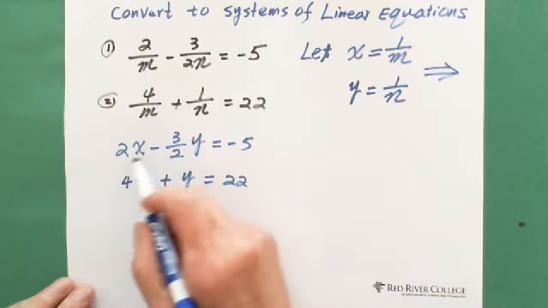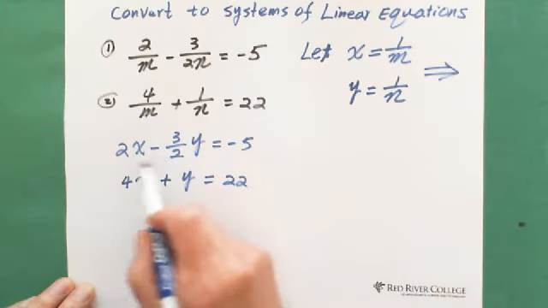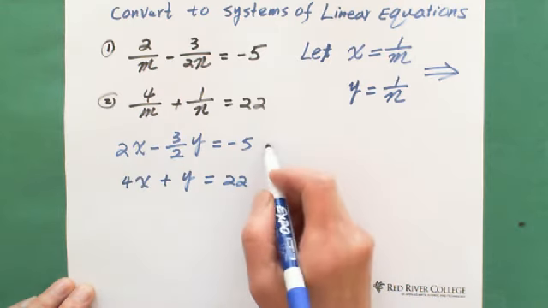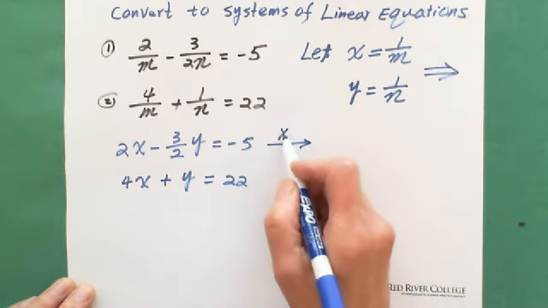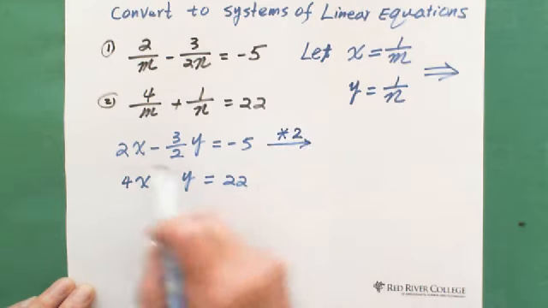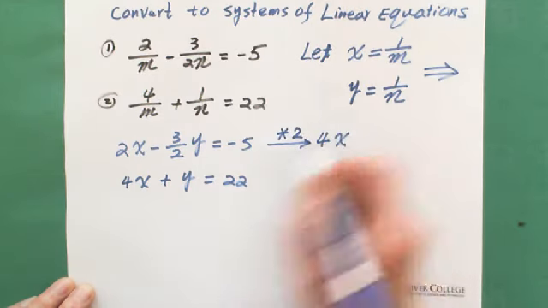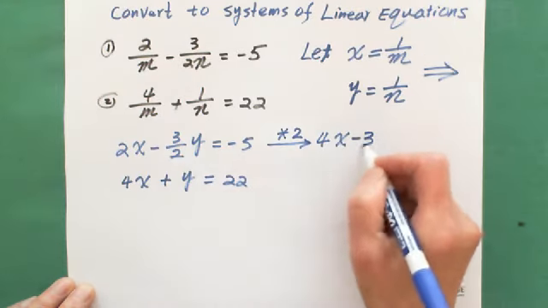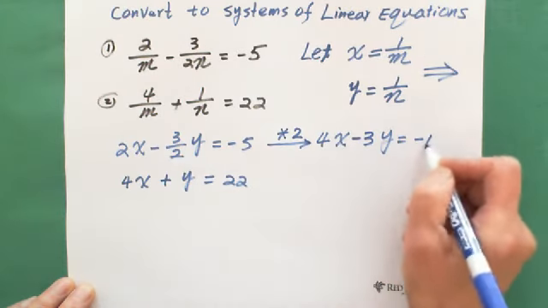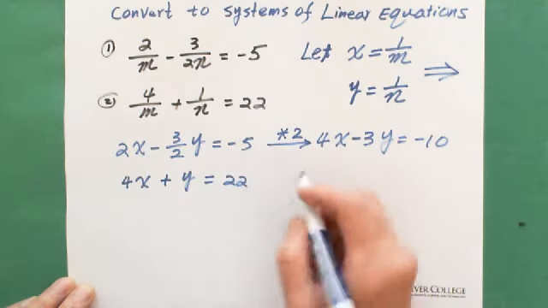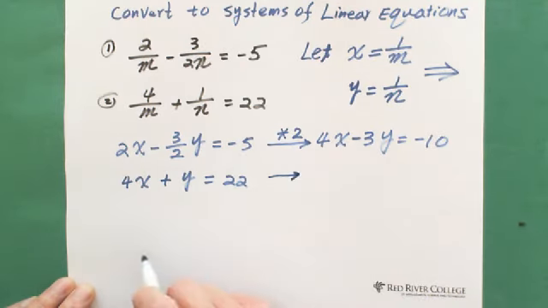Because there is a denominator, we want to get rid of it by multiplying by 2 for each term. So we multiply each of them by 2. The first one becomes 4x minus 3y equals -10, right? You need to multiply each term by 2. The second one keeps the same.